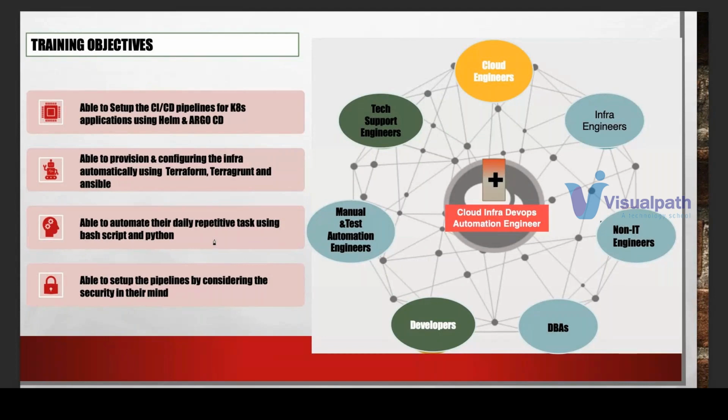The next one, whenever you are setting up the pipeline, always keep the security things in your mind and integrate those security tools with that pipeline so that you can ship a product which is completely flawless in terms of functionality and in terms of security. These are the four objectives I'm considering, and I will make sure you guys, whoever is joining, can definitely achieve these things within this 2.5 month program.